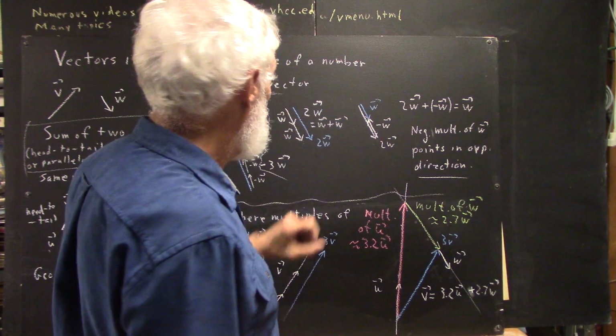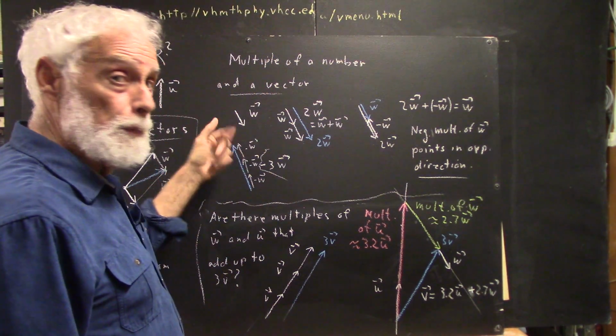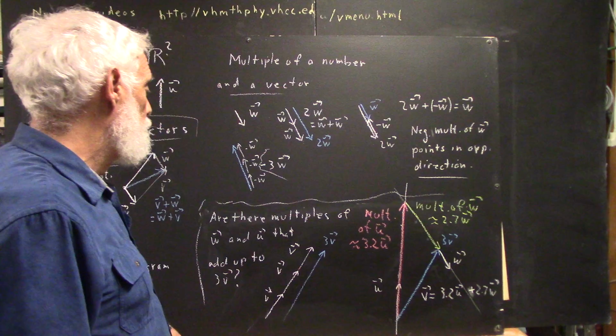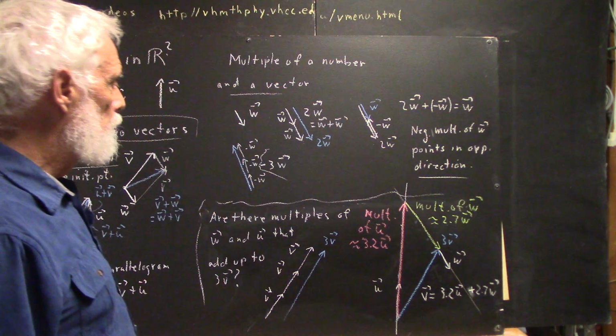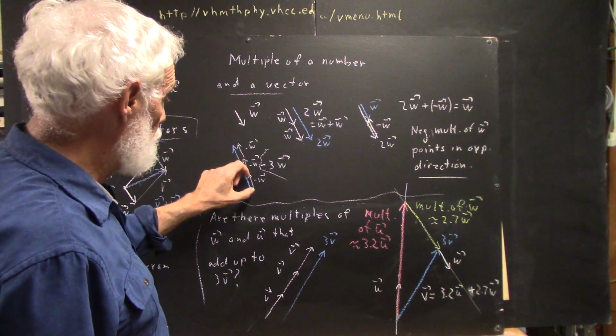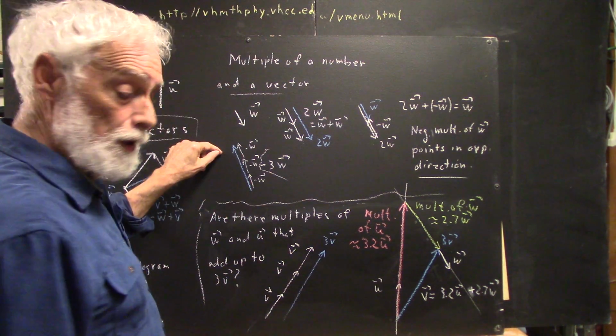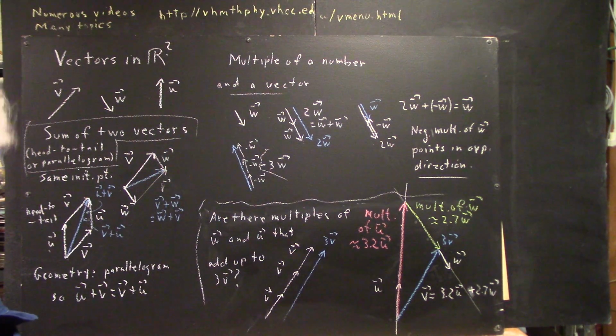So minus W has to be a vector of the same length as W, but in the opposite direction. Okay, what about negative 3W? Well, that would be 3 negative W's, 3 vectors equal in magnitude but opposite in direction to W. So here we would have our negative 3W.